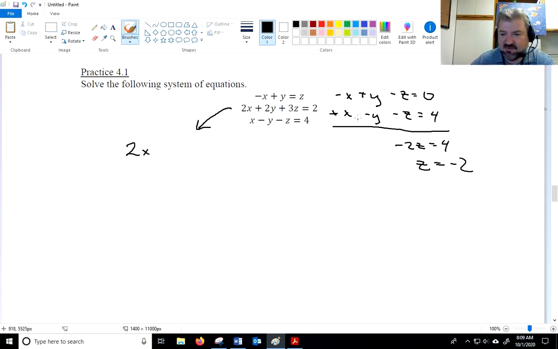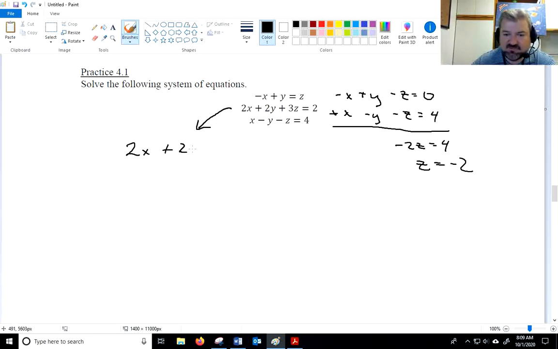Because, again, if you don't believe me, plug in negative 2 for z and then try and solve this system. What's going to happen is you're going to get 2. So you'll have negative x plus y equals negative 2 when you move it over. X minus y equals 2. And then they're the same line, right? So let's plug it in over here.